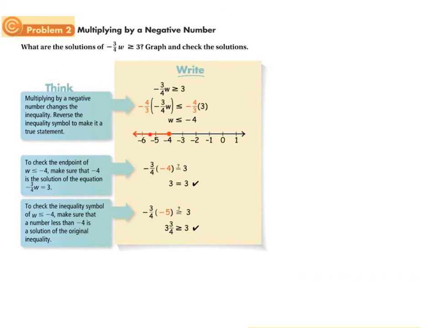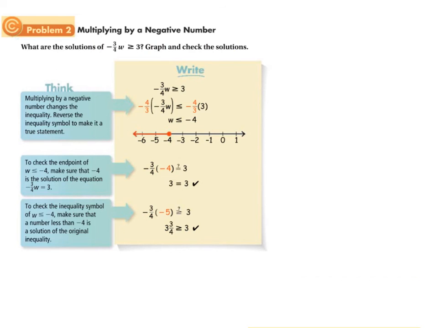So they take the negative 5, which is part of the solution set, they plug it in, and when they calculate it out, they get 3 3/4 is greater than or equal to 3, right? And that's true.